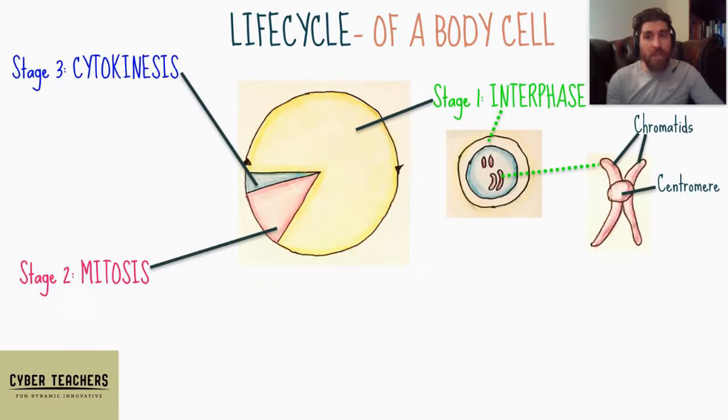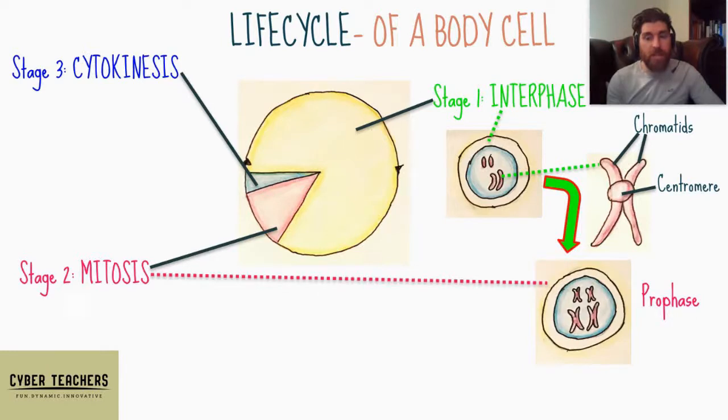Moving on from interphase, we go into the first stage of mitosis, which is prophase. In this stage, all of the DNA coils up so that you can really see those chromosomes, as we just saw on the last screen in those X shapes. Before that, it was just very fine strands of DNA.